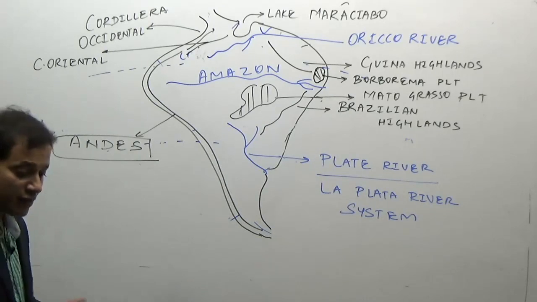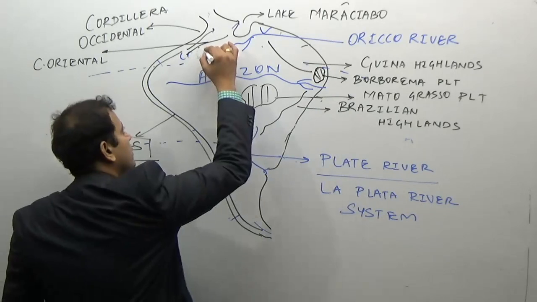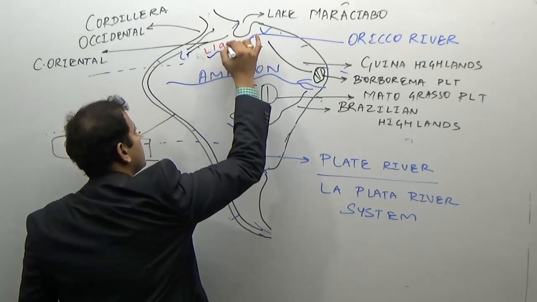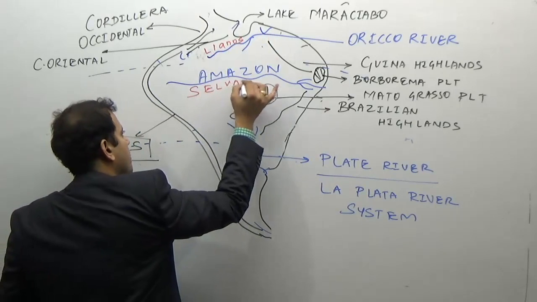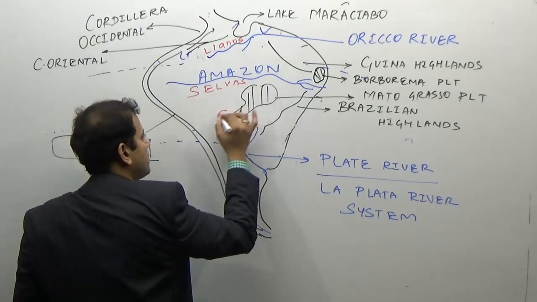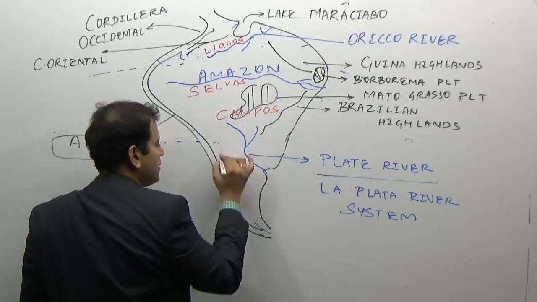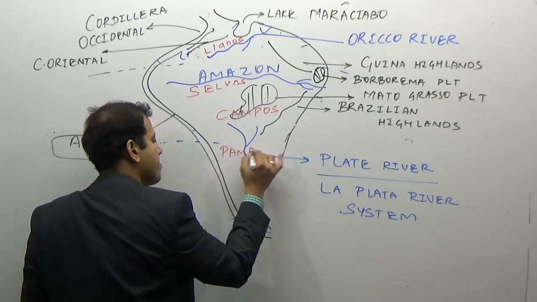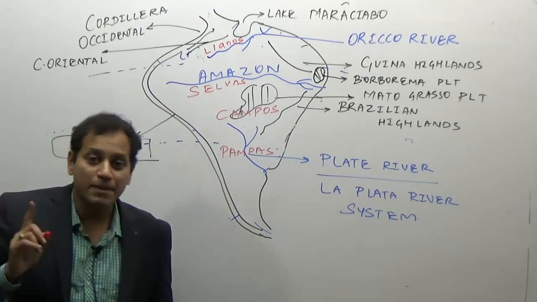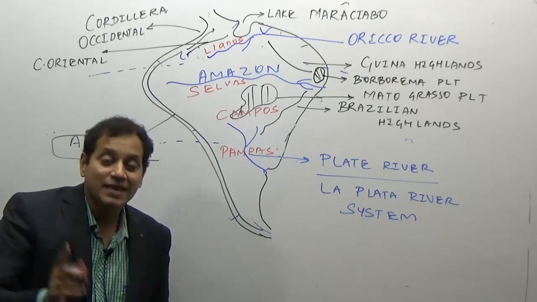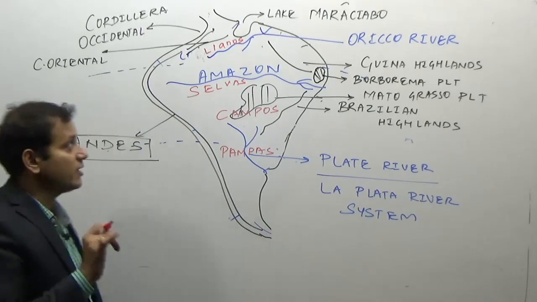Now if you have a closer look, you will find some words written here such as llanos, selvas, campos, and pampas. What are these? These are the grasslands and the forest systems of the South American continent.